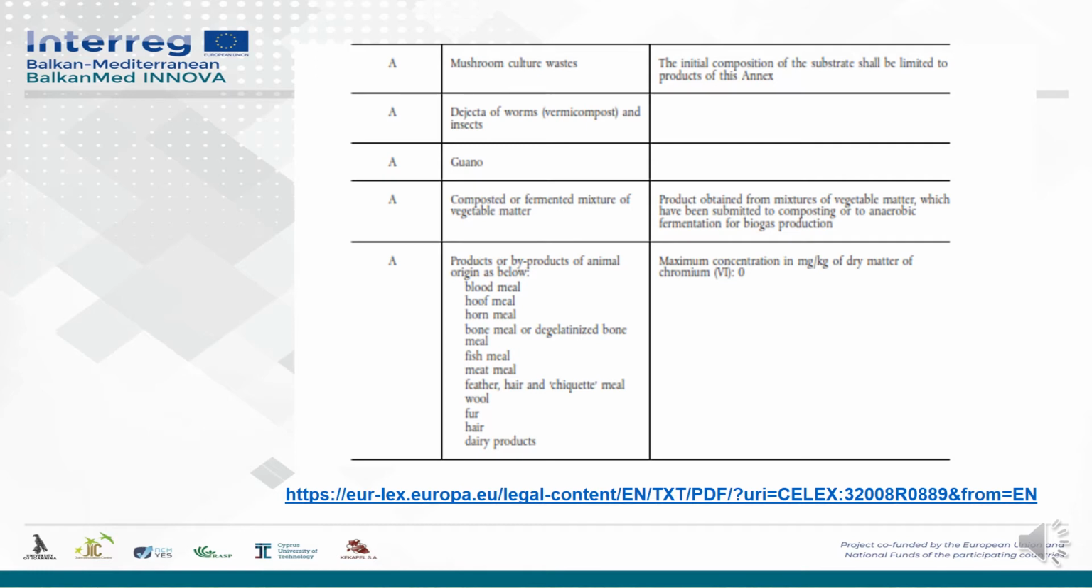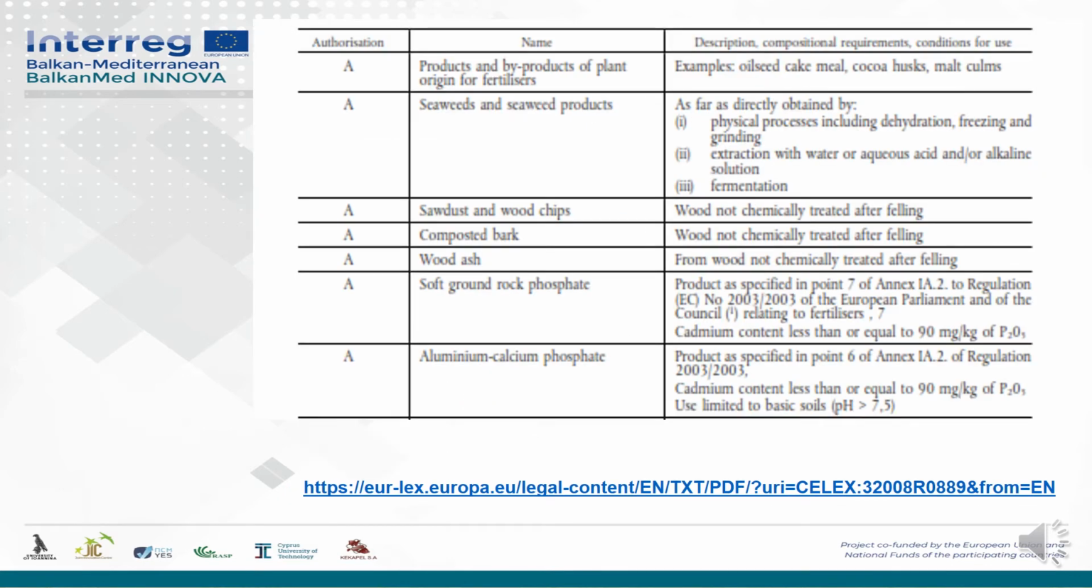Here down, look at this. You have again the link related to this regulation, so you can go easily directly to the annex. Okay, continue with Annex 1. Sorry. Again, explaining which are the products that are included in the positive list. Products and byproducts of plant origin for fertilizers.